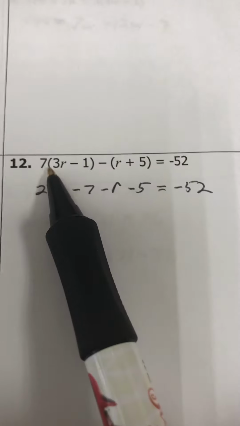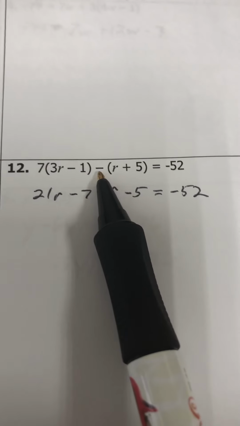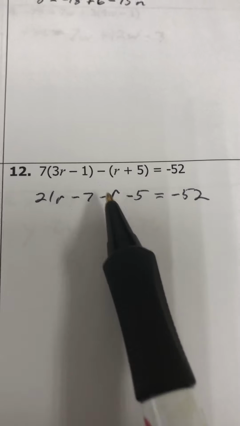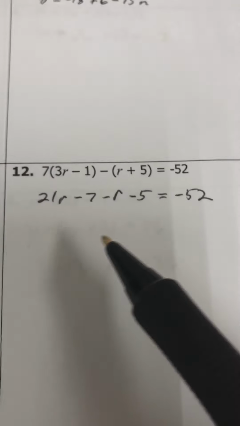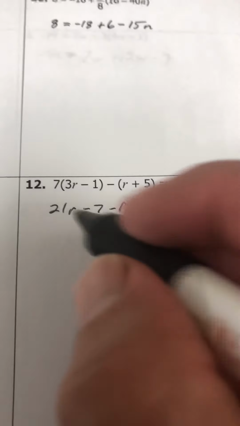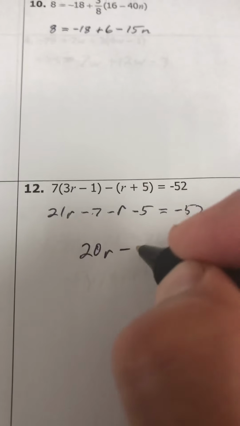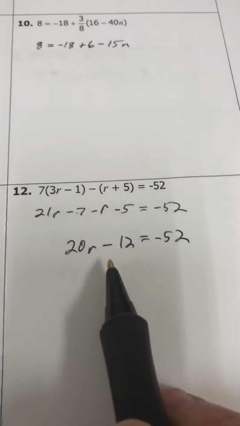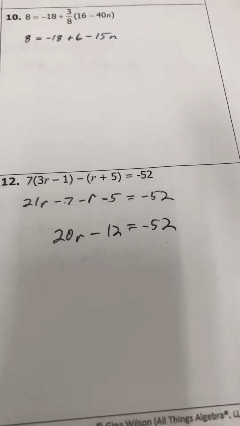And number 12, 7 times 3 is 21, 7 times -1 is -7. Then I distribute this negative into these parentheses, so it's not just r plus 5 now, it's -r minus 5. And then you're just going to combine like terms. I can take you one step further. This is going to be 20r, minus 12 equals negative 52. Okay, then add 12 to both sides, divide by 20, and you'll be all good.